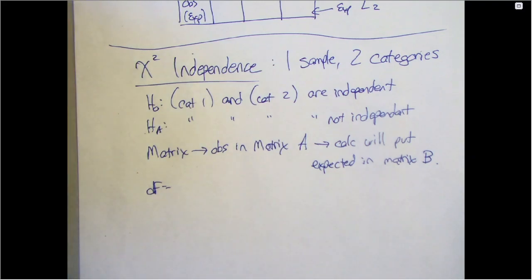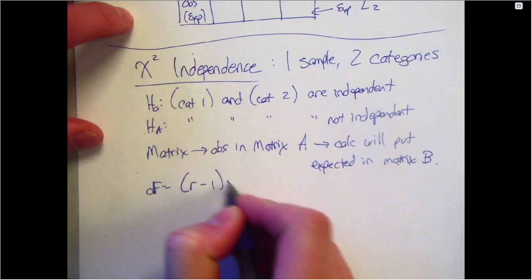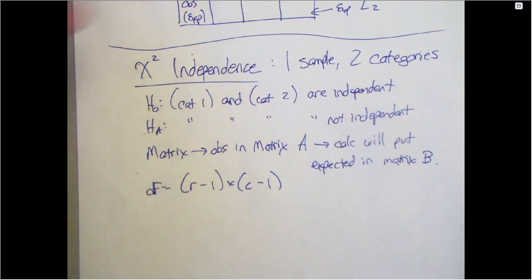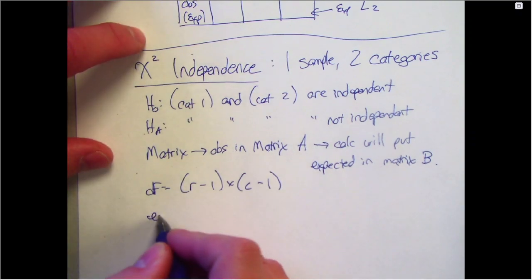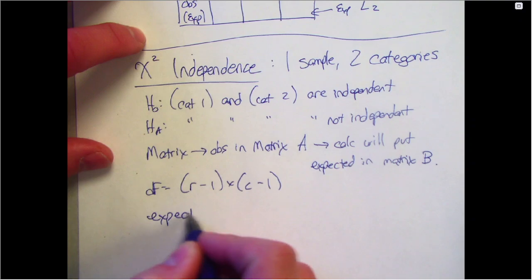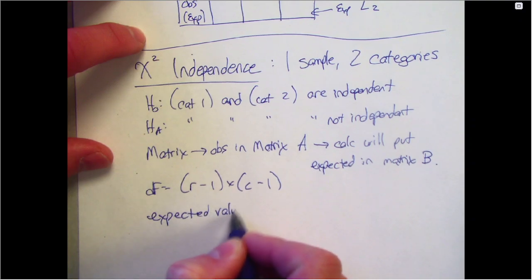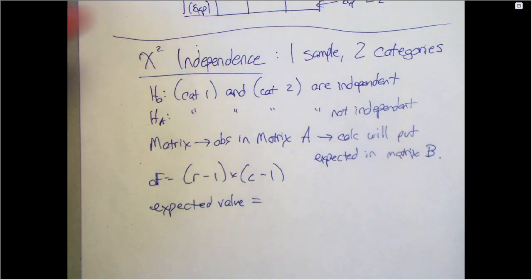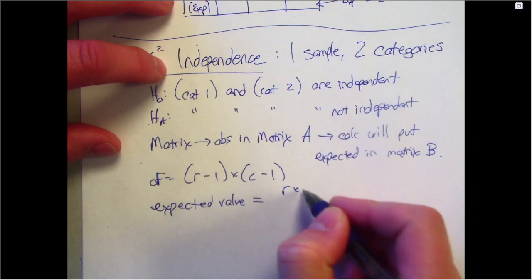Degrees of freedom for this one, what was it? Rows minus 1 times columns minus 1. The expected value per cell, so I'll write expected value in any one slot. Remember that? I think that's what you were saying. Yeah, rows times columns divided by the total number.